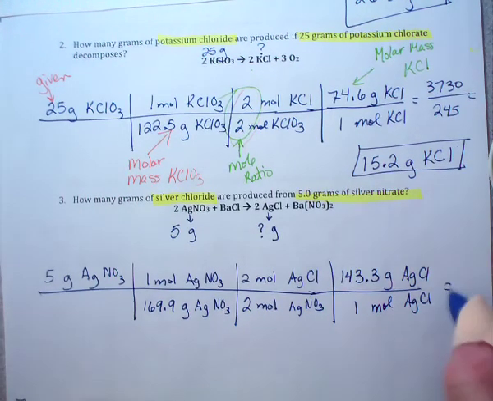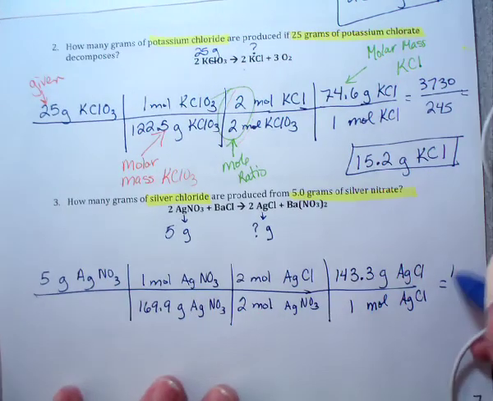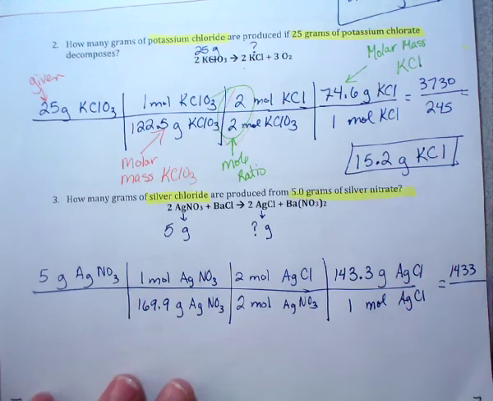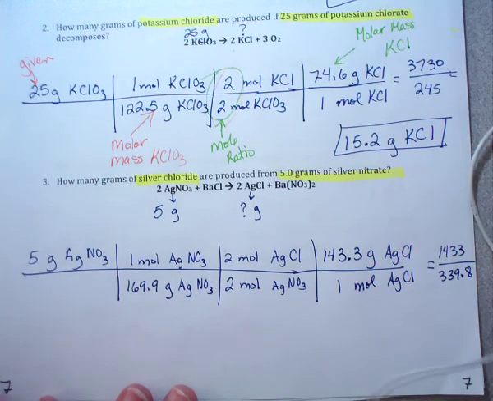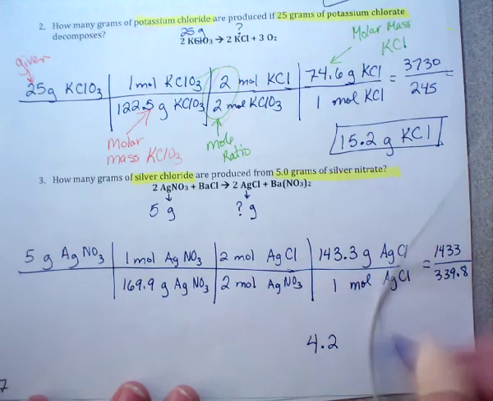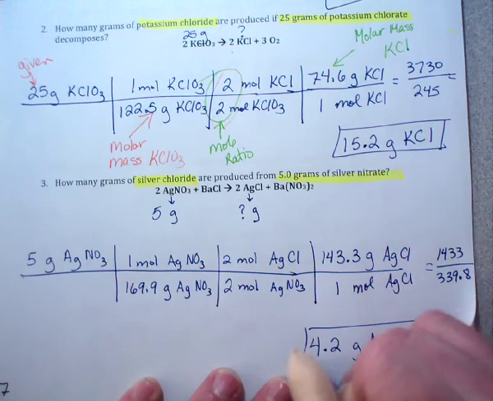So let's multiply our top. So 5 times 1 times 2 times 143.3. That's 1,433. And then multiply the bottom, 169.9 times 2, 339.8. And I'm going to divide those two numbers, so 1,433 divided by 339.8. And I get 4.2 grams of AgCl for my final answer.